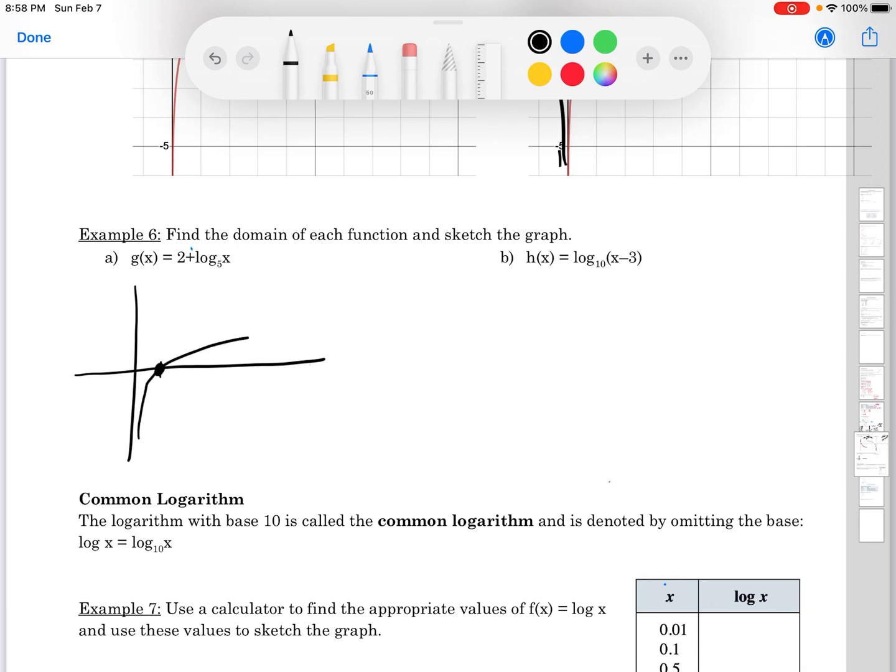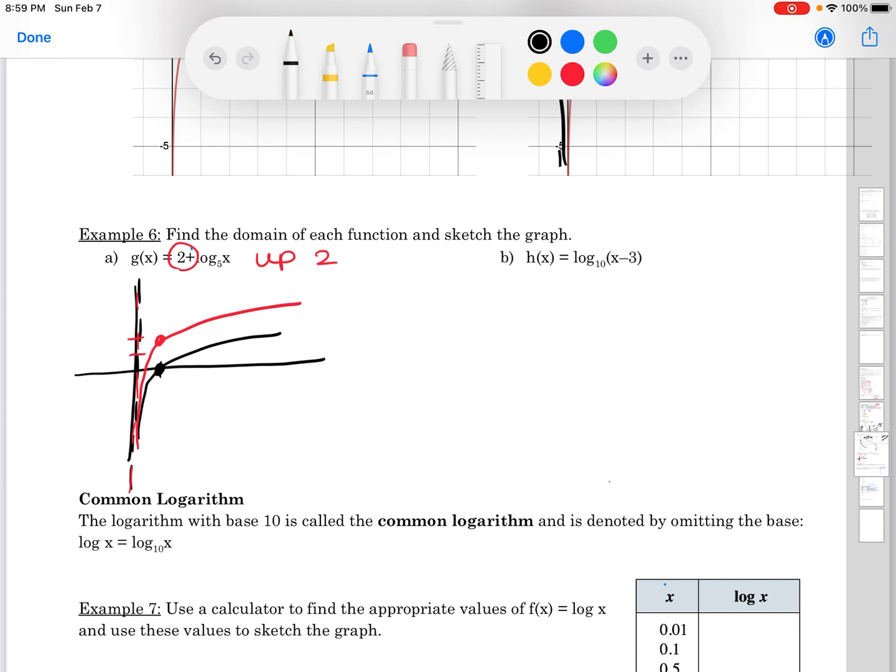All right, so if I look at the very basic version of a log function, it looks like this. Adding 2 on the outside just means we're going to go up 2 spaces, so every point moves up 2. My asymptote is going to stay where it's at, and that is my graph.